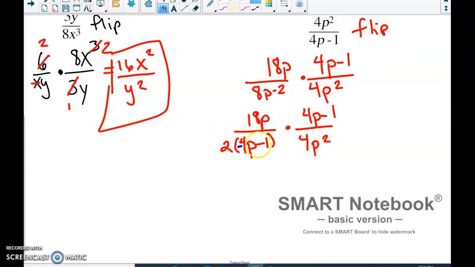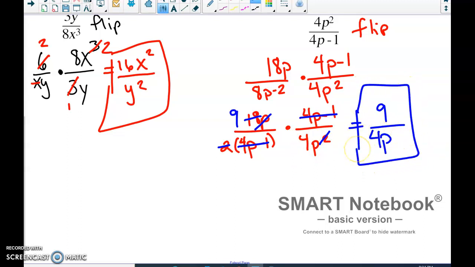All right, so 4p minus 1, I have 1 in the top and in the bottom. I can say 18 divided by 2 and get 9. And then I have 1p in my numerator and 2 in my denominator, so I can get rid of one of those p's as well. So the only thing left in my numerator is a 9. And the only thing I have left in my denominator is this 4p, so 4p.